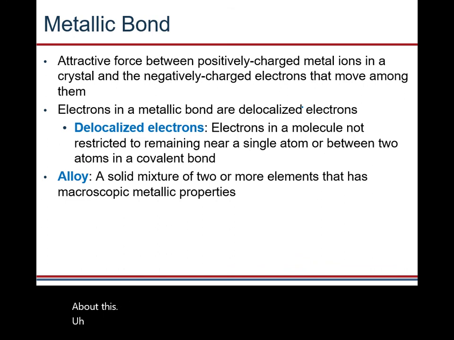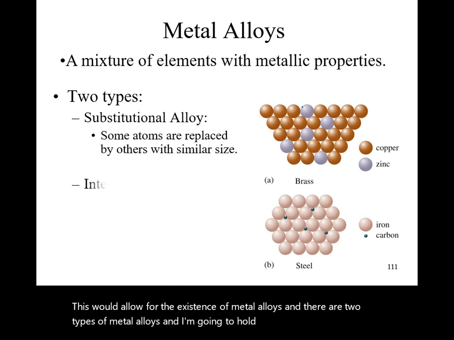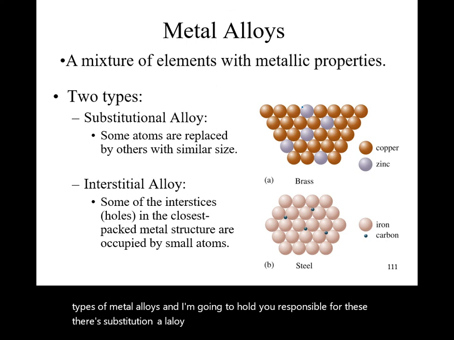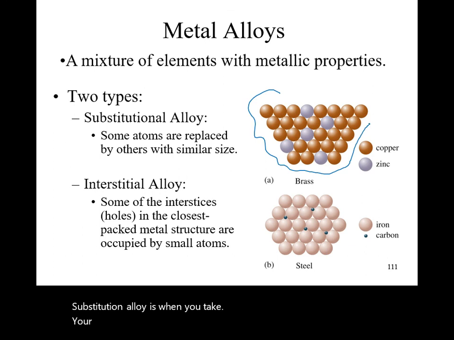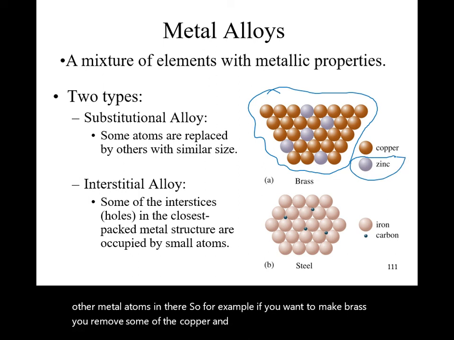This would allow for the existence of metal alloys, and there are two types of metal alloys, and I'm going to hold you responsible for these. There's substitutional alloy and interstitial alloy. Substitutional alloy is when you take your sample, remove some of its atoms, and substitute for similar size other metal atoms in there. So for example, if you want to make brass, you remove some of the copper and replace it with zinc, you end up with brass.